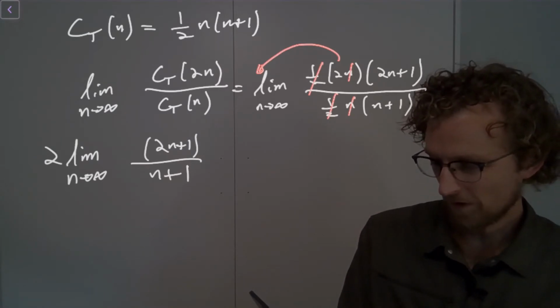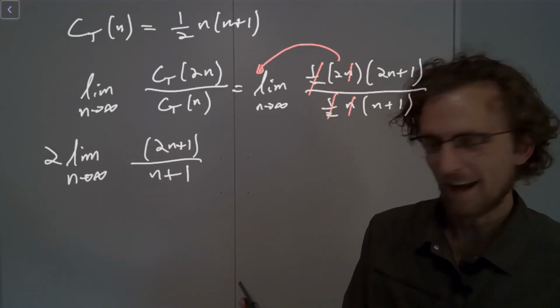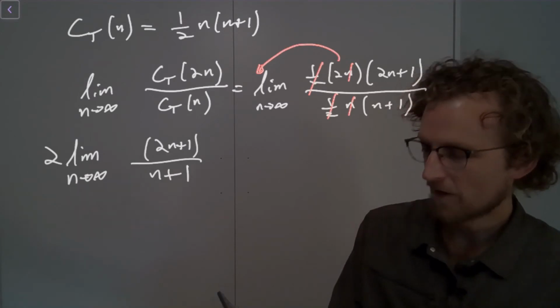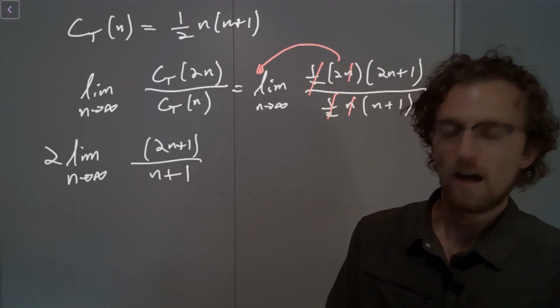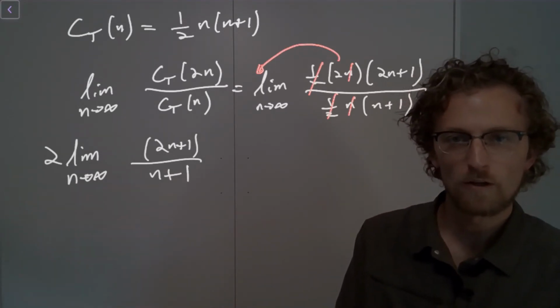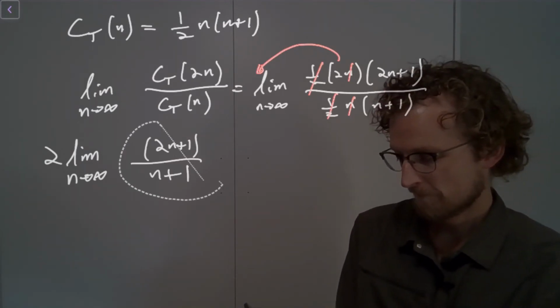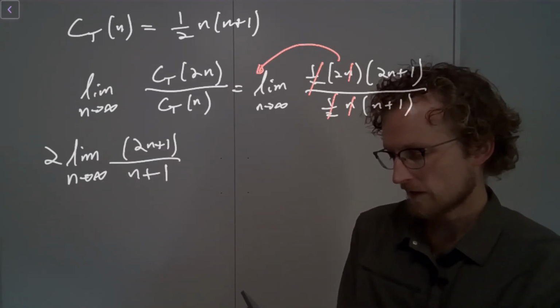Eventually, one day I will have everything accounted for. Okay, here we are. So the n's are gone, the halves are gone, the 2 is outside, and all we've left is the (2n plus 1) over (n plus 1). Okay, good. So what do we do next?